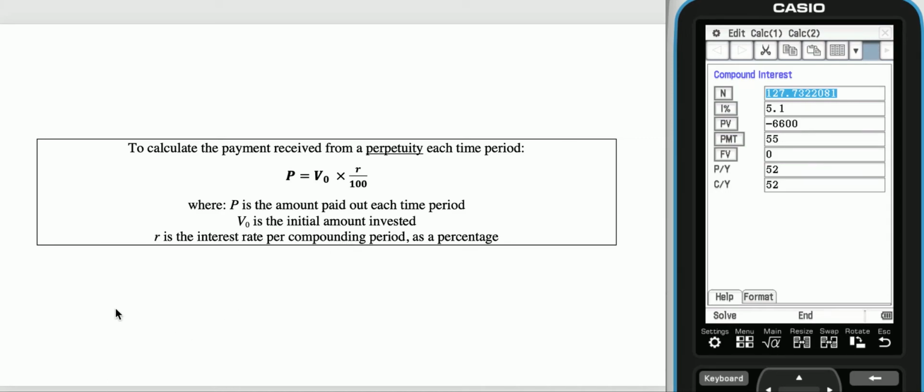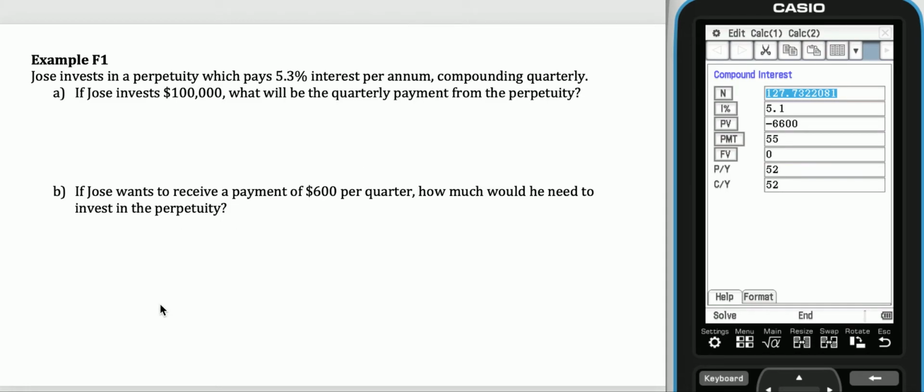The other thing that's worth noting is, just like with any other formula, sometimes you might have to use it backwards to figure out a missing number. So you might get a question where you actually know the value of the payment, but you have to find V0, or you have to solve for R or something like that. So we can use this formula to work out any of those three values depending on the information that we're given. Let's have a look at an example.